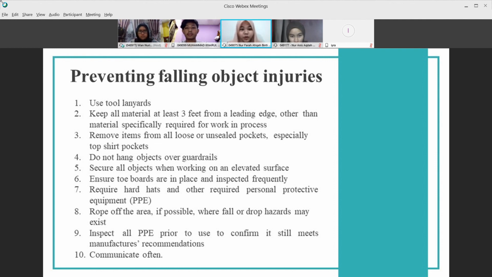Number 8, rope off the area if possible where fall or drop hazards may exist. Number 9, inspect all PPE prior to use to confirm it still meets manufacturer's recommendations. And lastly, communicate often.